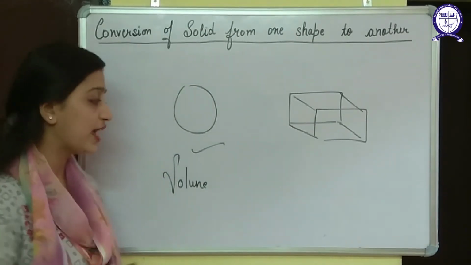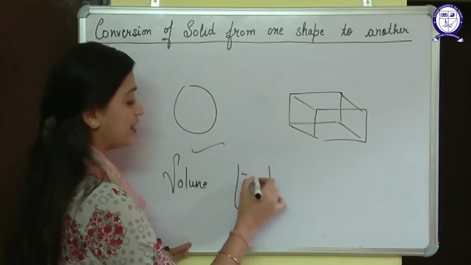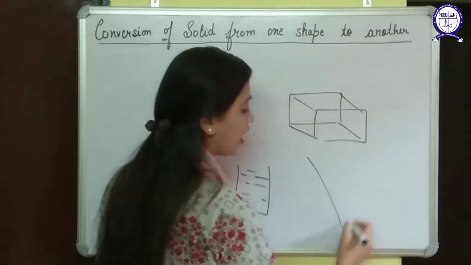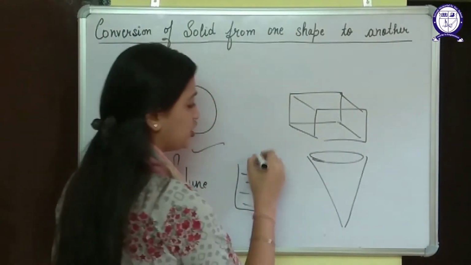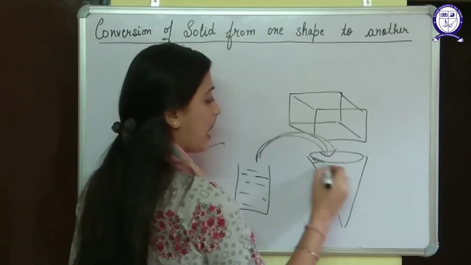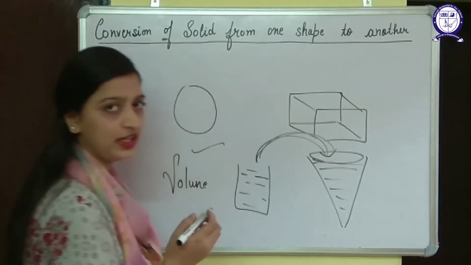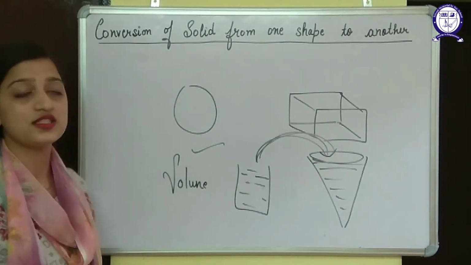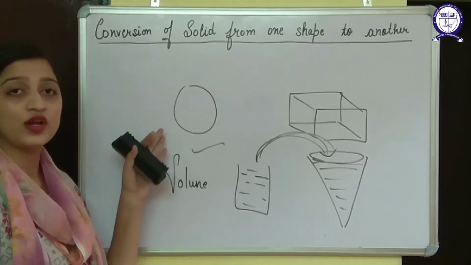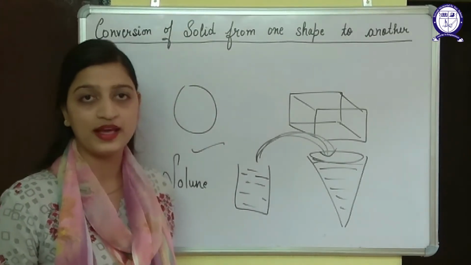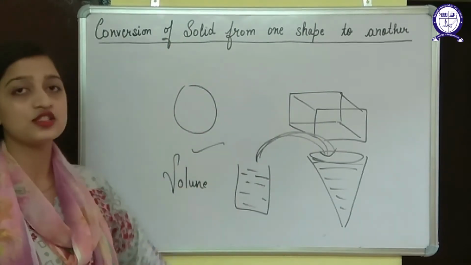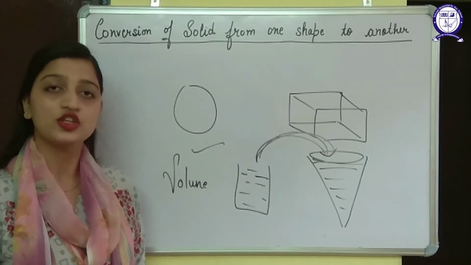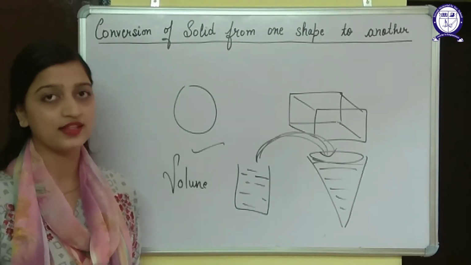The second example which I gave is a cylindrical beaker filled with water, and I am pouring all this water into some other vessel which is conical in shape. I am putting all this water in this and the cone is also filled completely. Now what is equal? Their capacity is equal. And what is capacity? It is the volume. In the first case, what is equal? The space occupied by them is equal. So this is again the question of the volume of two solids equal to each other. So now let's do some examples to understand this topic.